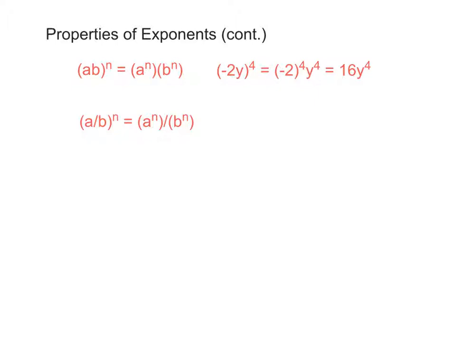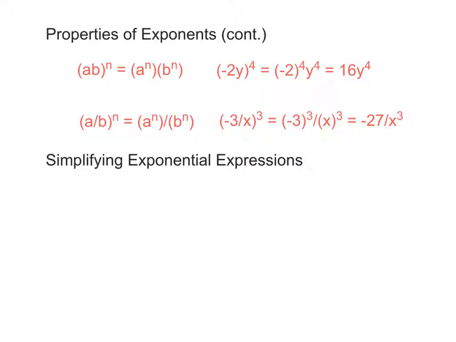Now let's look at a quotient raised to a power. Say I've got a over b raised to the n. That simply is equal to a to the n over b to the n. So now let's look at an example. Let's say I've got, in parentheses, minus 3 over x, and that whole thing is raised to the 3rd power. Well, that becomes equal to minus 3 raised to the 3rd power over x raised to the 3rd power. Or, completing that, would be minus 27 over x raised to the 3rd power.